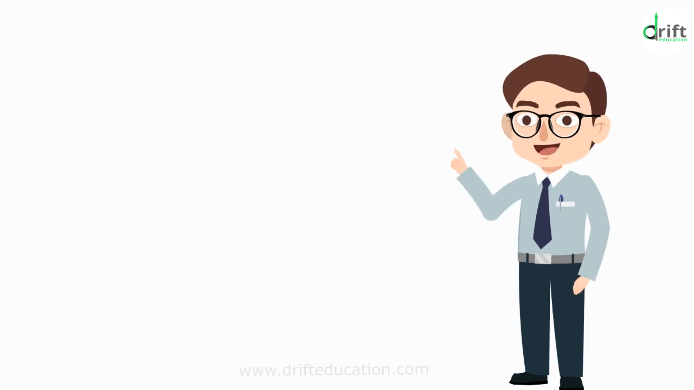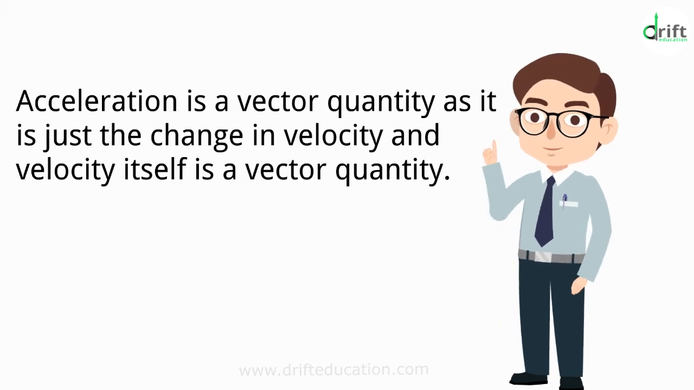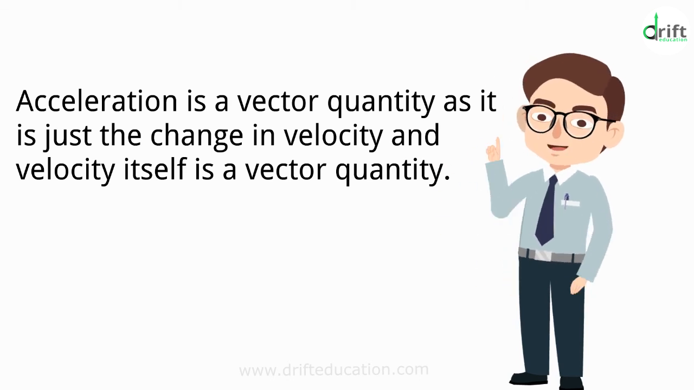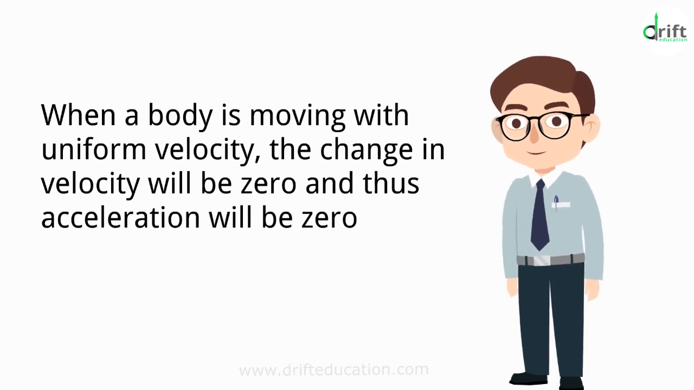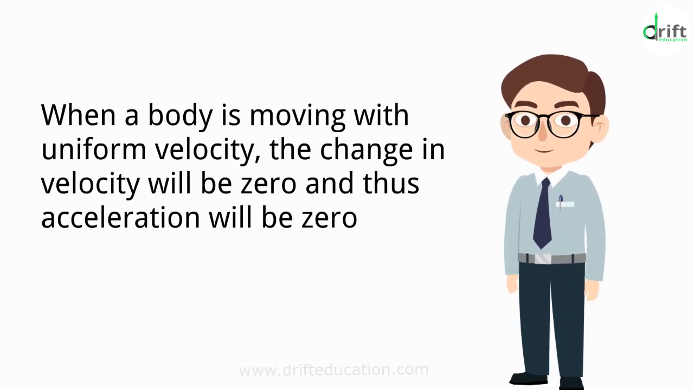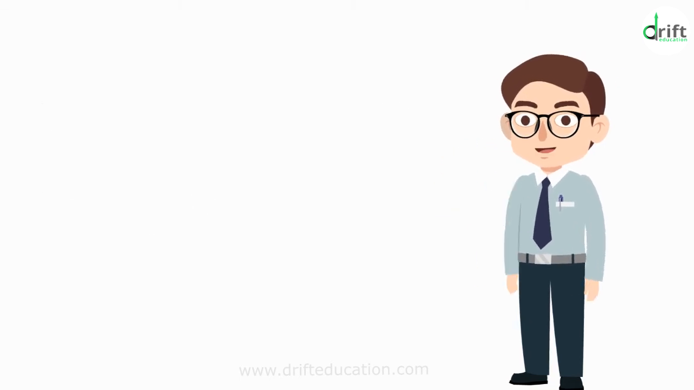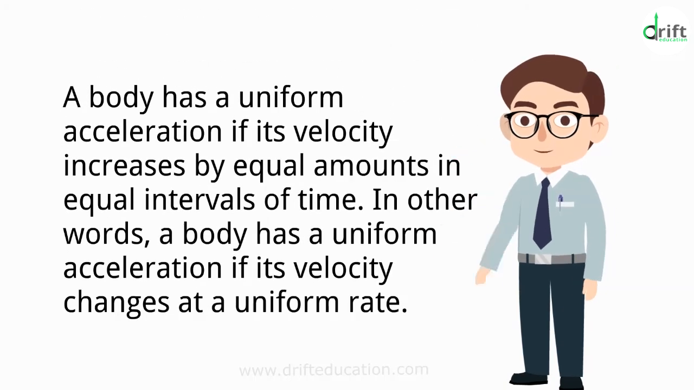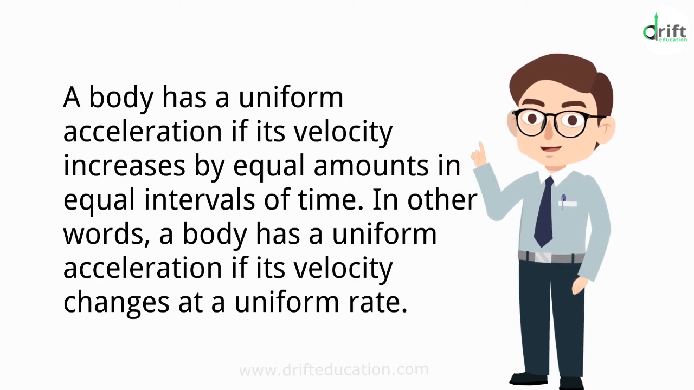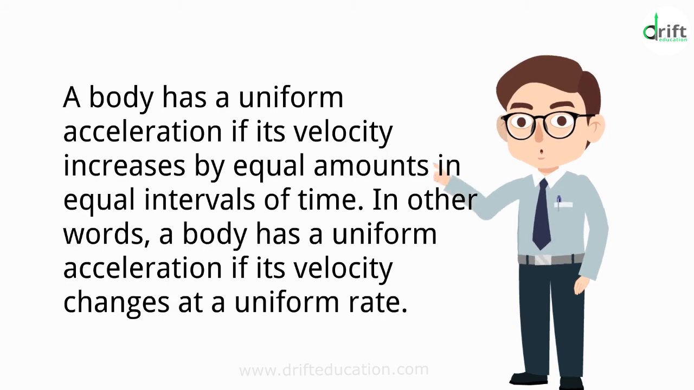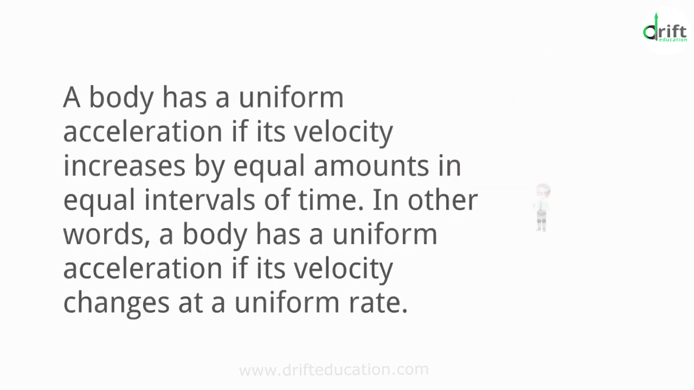Acceleration is a vector quantity as it is just the change in velocity, and velocity itself is a vector quantity. Also, keep in mind that when a body is moving with uniform velocity, the change in velocity will be 0 and thus acceleration will be 0. Now, we say a body has uniform acceleration if its velocity increases by equal amounts in equal intervals of time. In other words, a body has uniform acceleration if its velocity changes at a uniform rate.